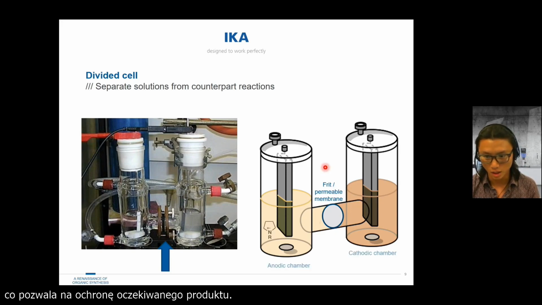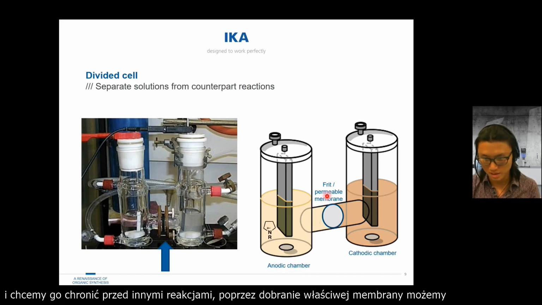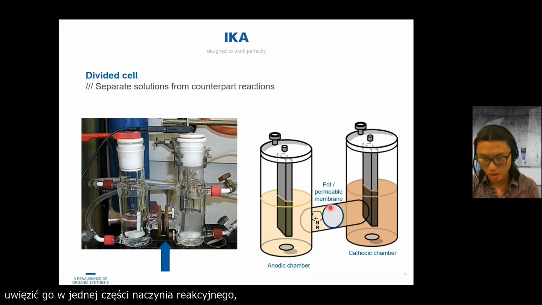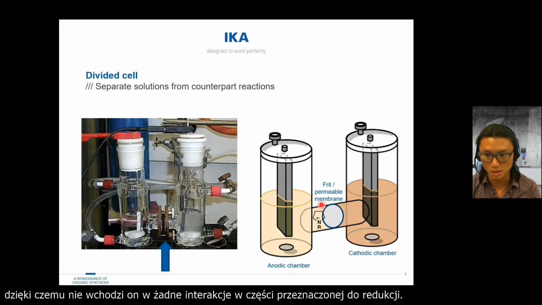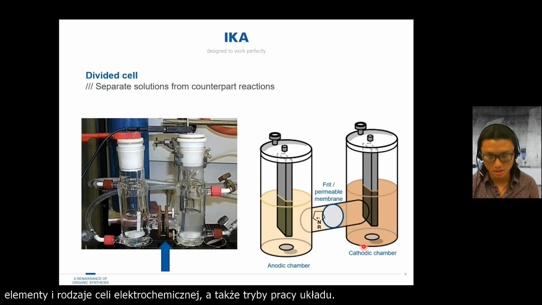For example, if you run a reaction and you want to protect your desired oxidation product by choosing the membrane, you are able to trap the oxidation product in its own reaction chamber so that it won't be counterparted in the cathodic reaction chamber. So far we have covered the mechanism of electrosynthesis, cell components, cell type, and reaction mode.